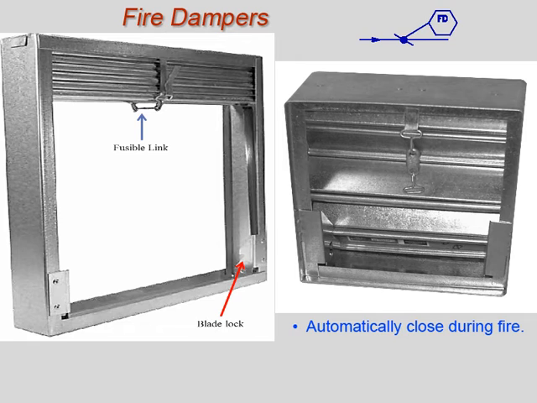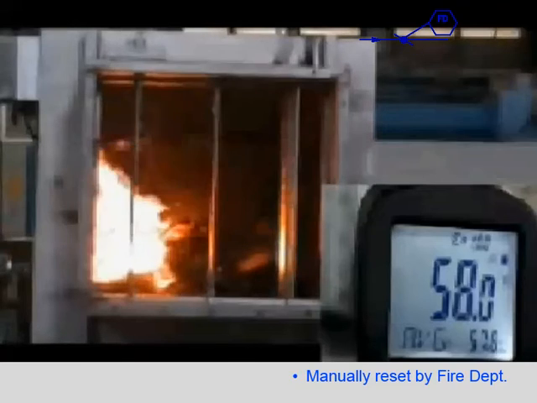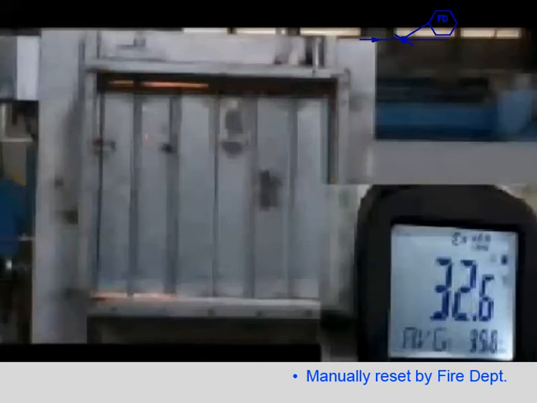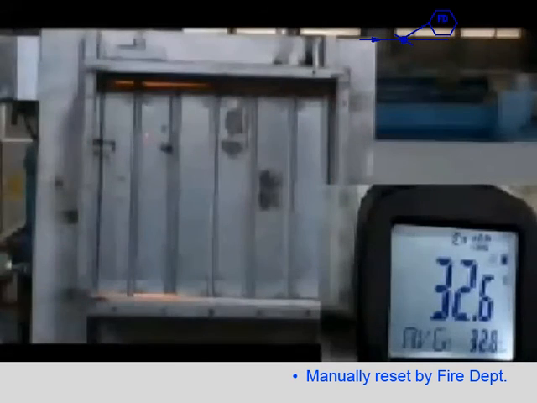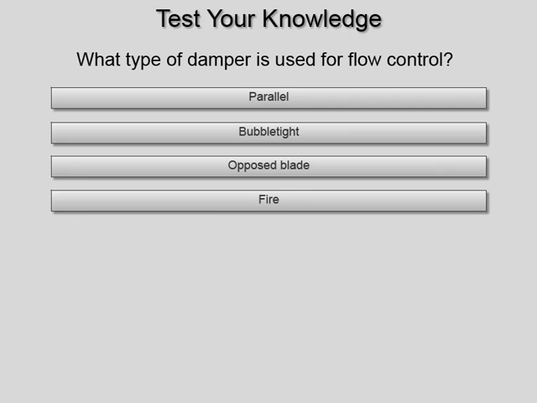The damper is held open by an electric thermal device or a fusible link and is also equipped with a blade lock. The blade lock engages and holds the curtain blades shut after they have closed. Fire dampers do not reopen automatically. The fire department must open and reset the damper once it is closed.